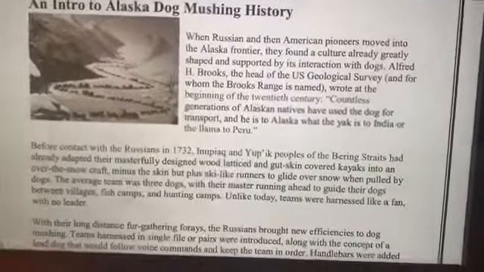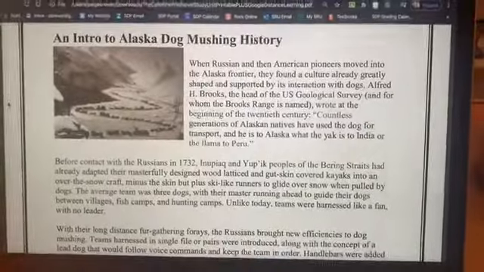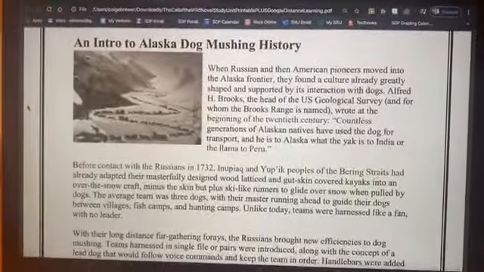All right, we are back at it again. So the first article we are going to be reading is an intro to Alaska dog mushing history. I'm going to flip this around so we can read this article together. I want you to be able to see it while I read it. All right, here we go.